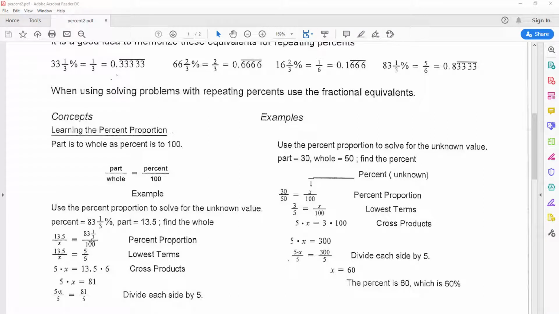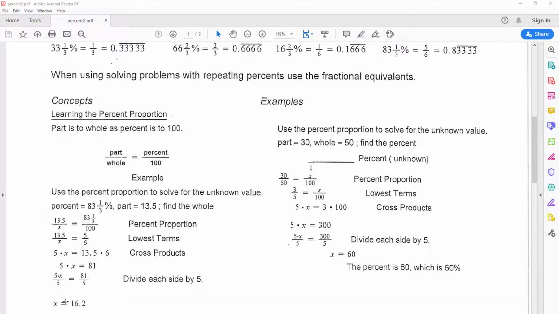So if you remember our equivalents, 83 and a third over 100 is the same thing as 5/6. You could do the math on this and get it down to 5/6, but that would take time. It's easier just to go ahead and memorize it. That is 5/6. So from here, I can go ahead and just cross multiply and divide, and x is 16.2.